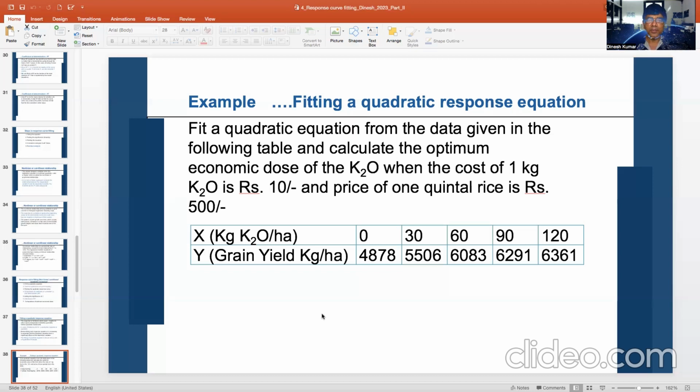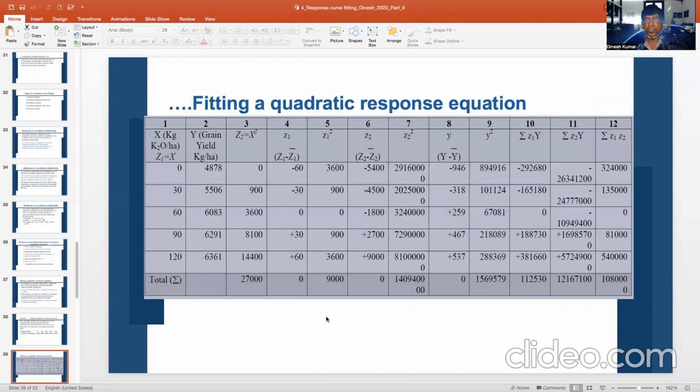So you can see here that you have the data, you have values of X, that is 0, 30, 60, 90, 120. And you have the value of the dependent variable, that is Y, at the respective independent variable levels. So you are seeing these values. And now the first job is to fit the equation to find out the values of A, B, and C. So how to do it? You can see it. It is very simple to understand, not a tough job.